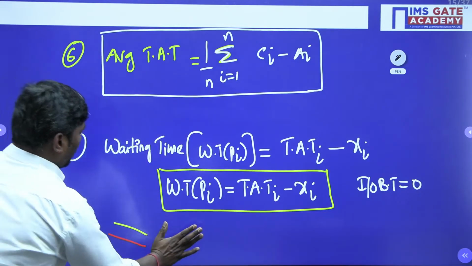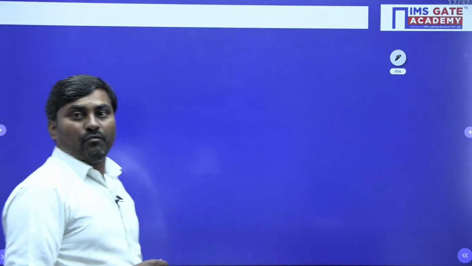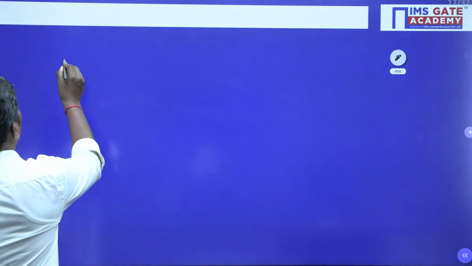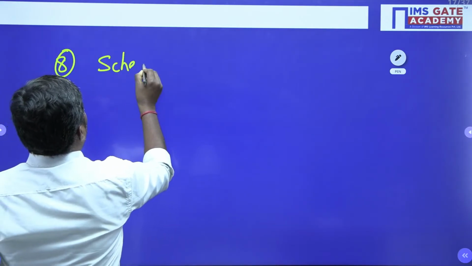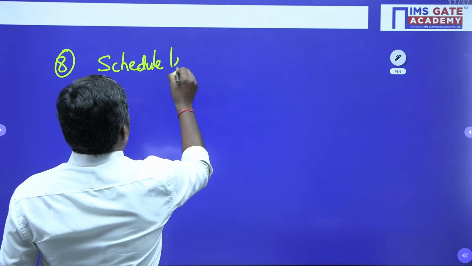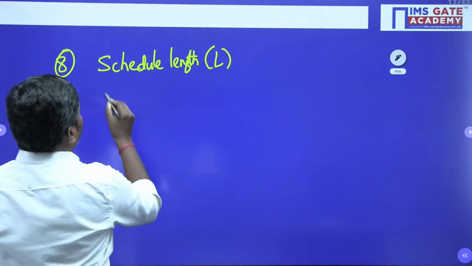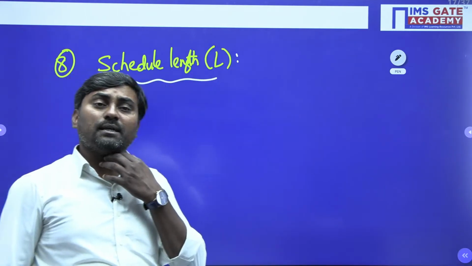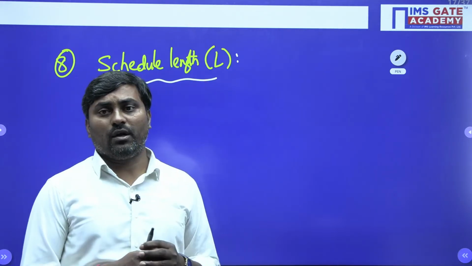Okay, it is clear. Waiting time is clear, all of you. Then another term I am going to use is schedule length. Schedule length L is a time only, measured in time. Schedule length L needs to be found out. They ask sometimes schedule length also. What is the length?